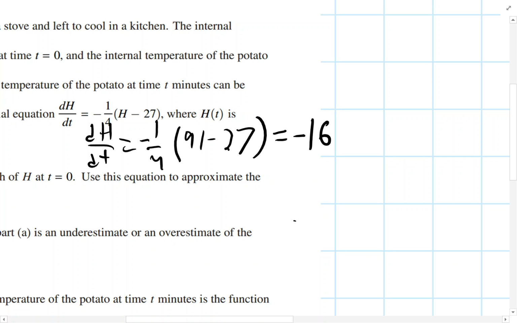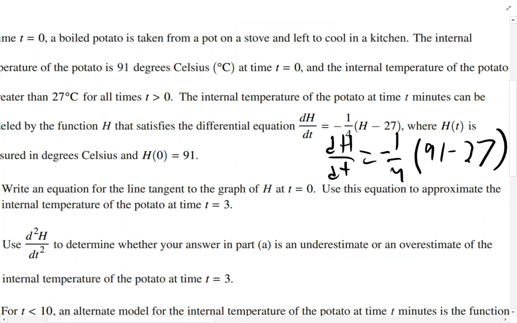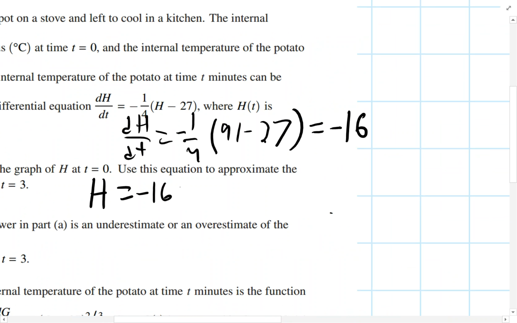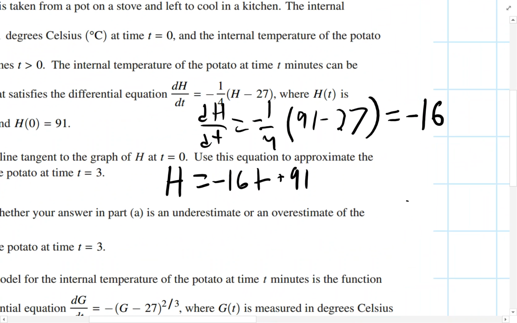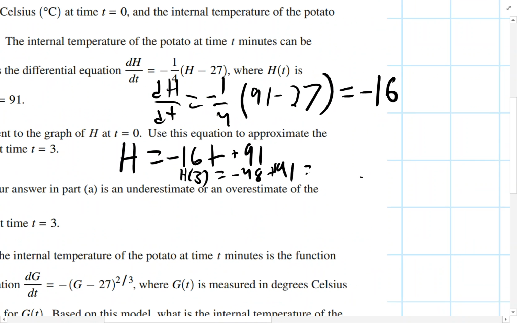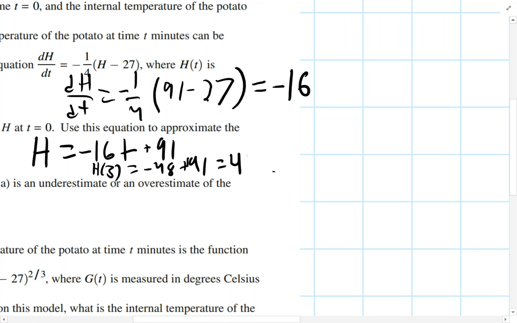And then you could just plug this into the equation y equals mx plus b to get h equals negative 16t plus 91 for the equation. And then to get h of 3, you just plug 3 into this. So you would get negative 48 plus 91, which is equal to 43 degrees Celsius.